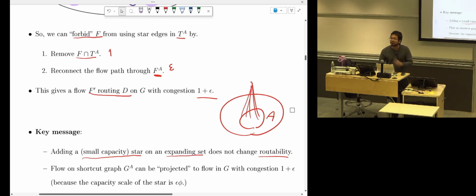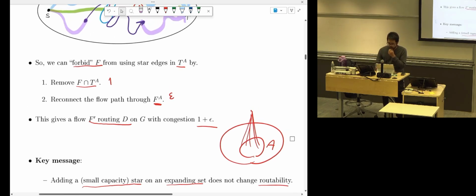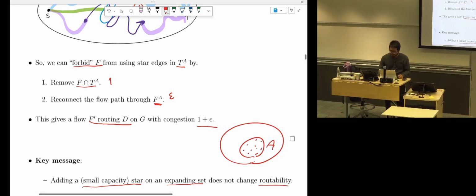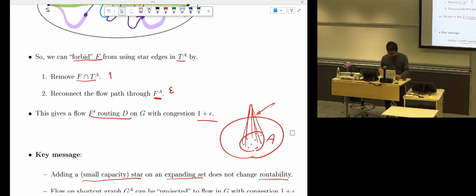I guess this is because we can route some demand between the endpoints, the leaves of the star. Is that what we do, basically? Yeah. We know that A was expanding, so any point in A could be routed using the original graph anyway. Now we add some shortcut. You can use this thing, but it's small. It doesn't really help. Okay. Good.